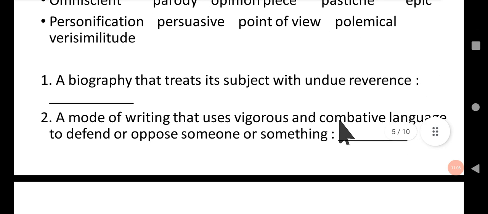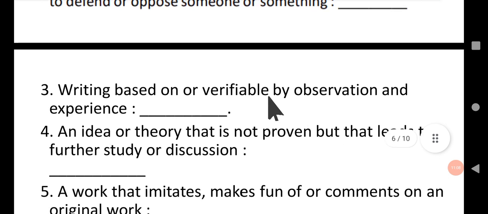Next one, the third one, writing based on what is verifiable by observation and experience. For example, travelogues would be there, right? Travelogues are written from experience. You get into that field, you go on a journey, and with the experience you write a book.